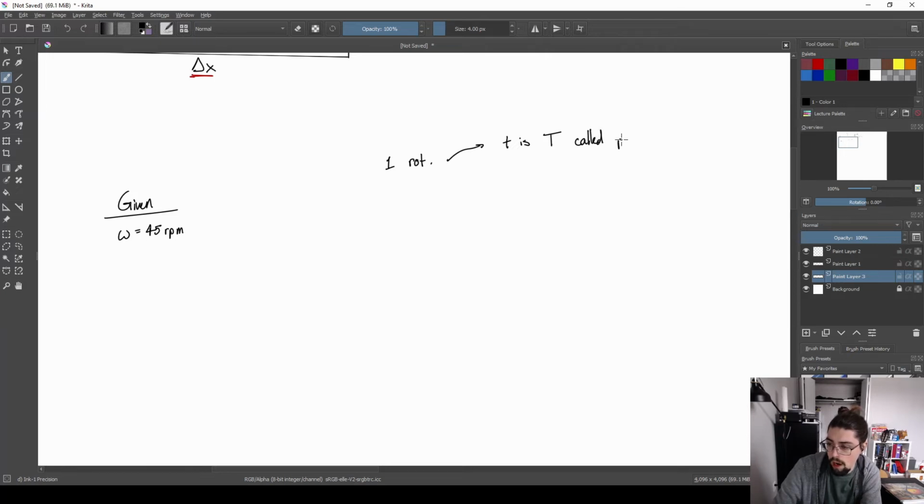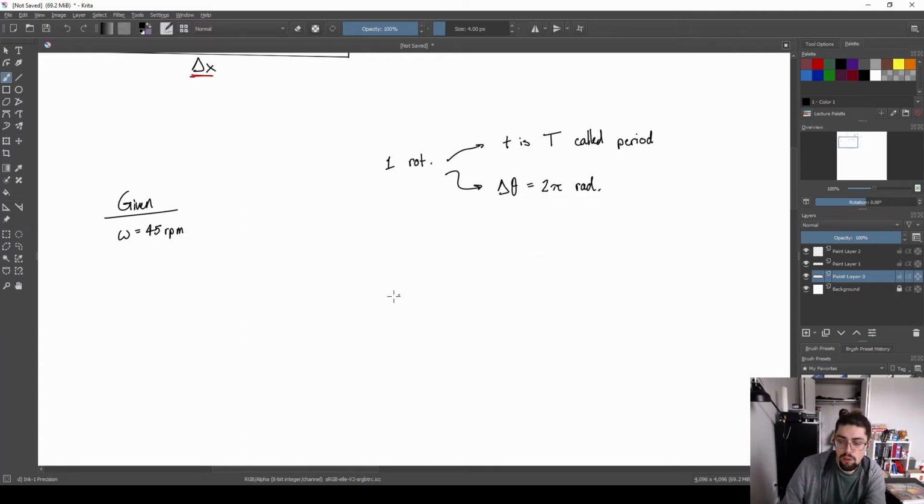When we're talking about a single rotation, the time it takes, we give it a special name, capital T, called the period. We can also say that one rotation has a change of angle, change of theta, equal to 2 pi. Those are two big important things we should have when we're talking about this. When I'm talking about this change of theta, 2 pi, this is specifically 2 pi radians. That's the unit I'm using here.